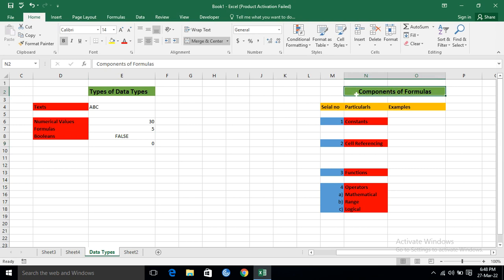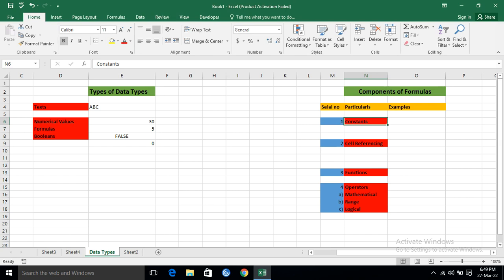Now coming into the components of formulas. After entering equal to, whatever inputs you enter, that is known as components of formulas. So we have four types of components of formulas. Number one is constants, number two is cell referencing, number three is functions, number four is operators. And we have three types of operators: mathematical, range, and logical.